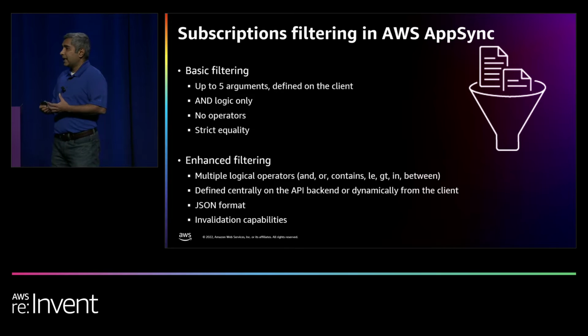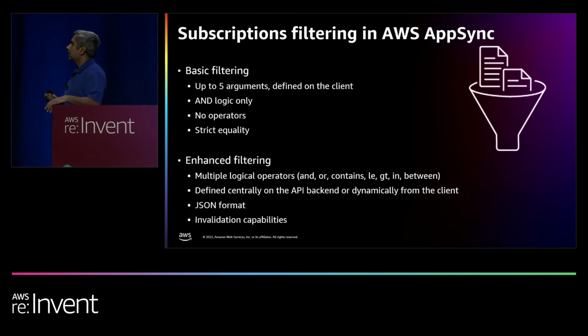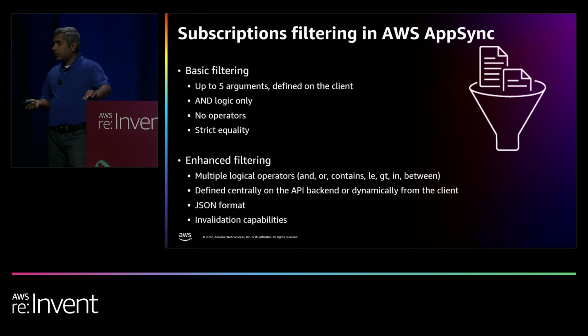That's why we introduced enhanced filtering this year, where multiple logical operators like AND, OR, contains, lesser than, greater than, in, between are supported. It is defined centrally in the resolver, meaning the AWS AppSync API handles it. And you can also specify dynamically these filters from the client, which are evaluated at the resolver side. Again, it is specified in a JSON format.